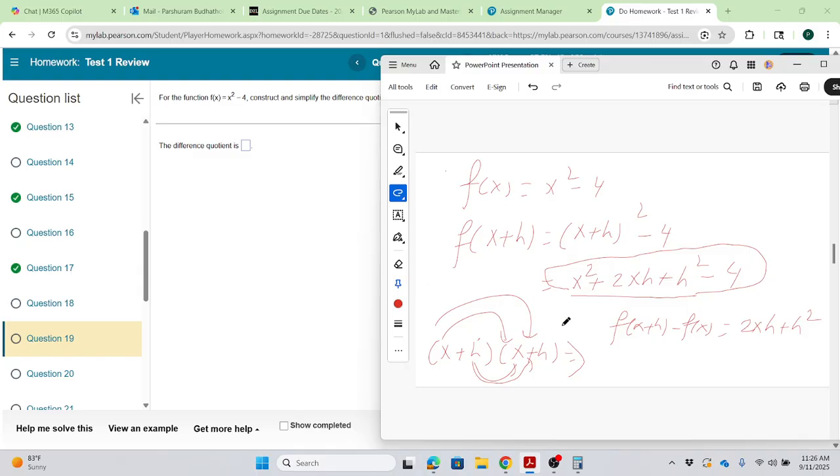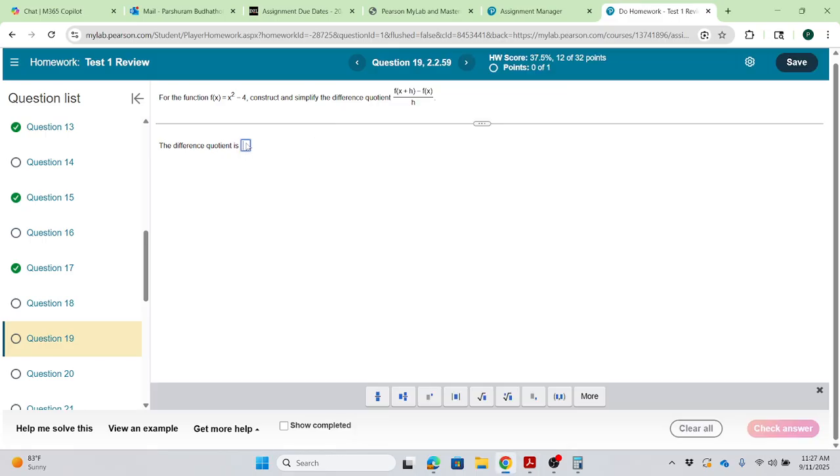The difference would be this, and now you are dividing this by h, meaning factor out the h on the top. So that will be this, and this is after simplification, which is 2x plus h. So 2x plus h is the final answer.